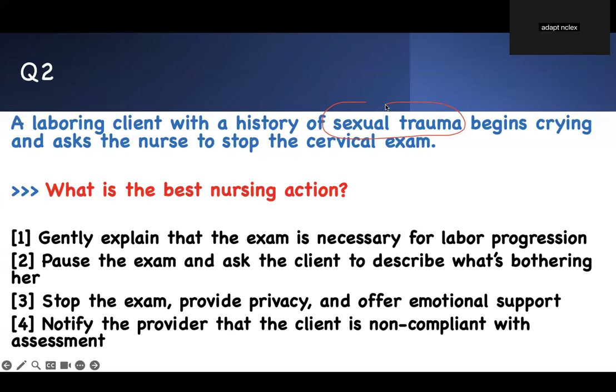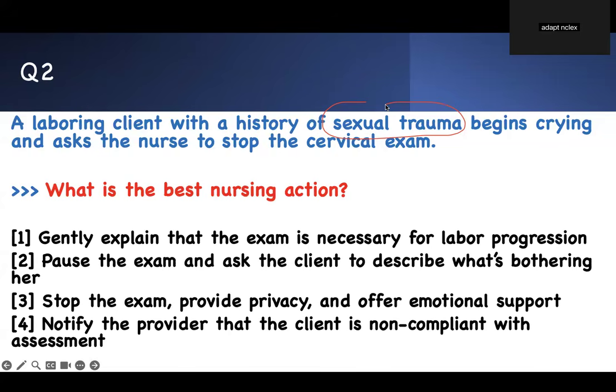Explain that the exam is necessary for labor progress. Well, yes, it's good. If I don't examine you, I don't know how much is your progress. How far are you? Pause the exams, ask the client to describe what is bothering her. Okay, that's good. Stop. Okay, but ask what is going on. Stop the exams, provide privacy, and offer emotional support.